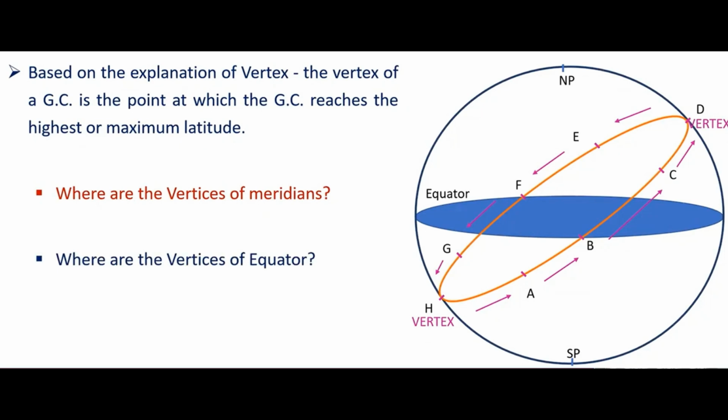Where are the vertices of the equator? Now, if you recall, when we started our discussion on vertex, we had left out the equator. Why? Because the equator is a very special great circle which runs in the east-west direction, and the latitude of every point along the equator is 0 degrees. So therefore, the concept of vertex shall not apply to the equator. Why? Because latitudes are measured with respect to the equator itself.